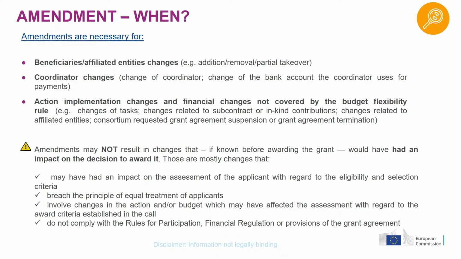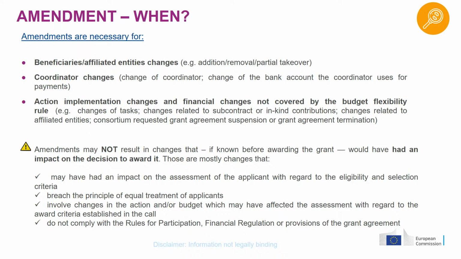Now, other changes that need an amendment are the changes that concern the coordinator. So we've already seen amendments to change the coordinator. There's another type of change that can concern the coordinator: changes to the bank account of the coordinator. And there we need an amendment because the bank account of the coordinator is specified in the grant agreement, in the data sheet actually. That's because it's the bank account where we make the payments. So if there is a change to this bank account, and more precisely a change to the number or IBAN of the bank account, then the grant agreement needs to be updated, and this requires an amendment.